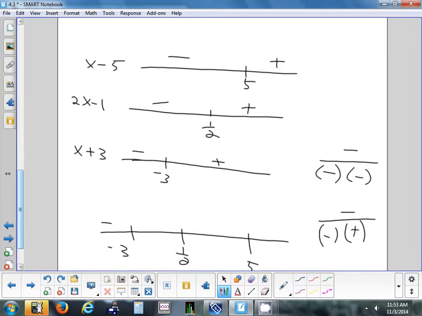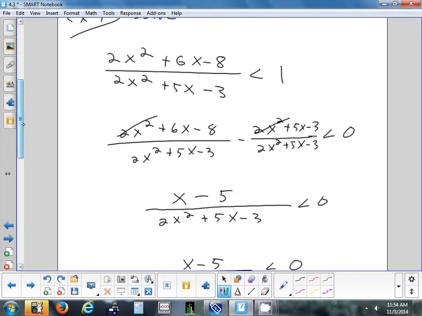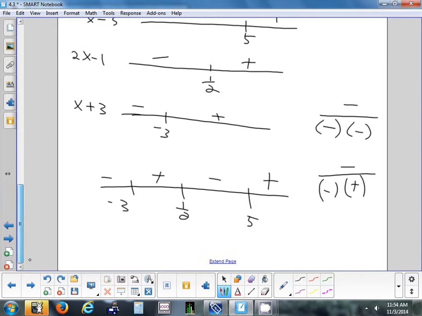That's a negative divided by a negative, that's a positive. It's going to alternate each section. So now we can answer the question, when are we less than 0? Two different sections. We're less than 0 there and there. So we'll write our answer.